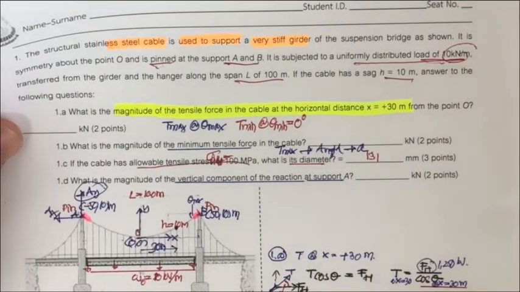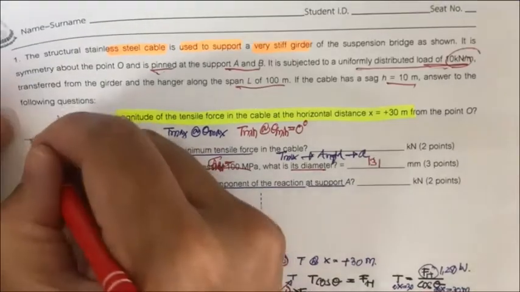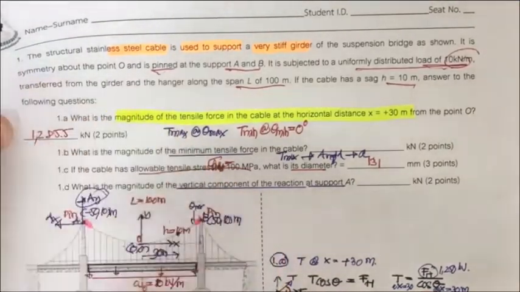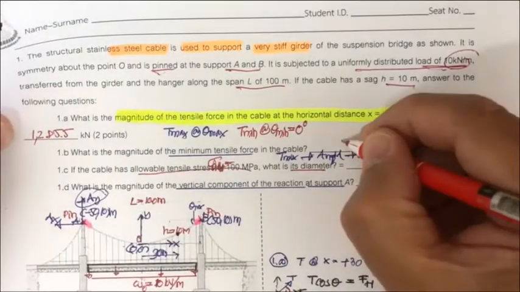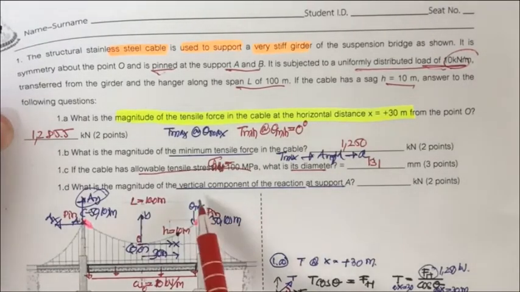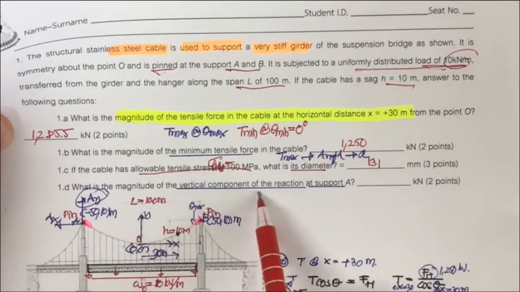Also, the force as the x is going to be 1,285.5 and the minimum 1,250. Okay, the last one, they asked us to determine the vertical component of the reaction at support A.